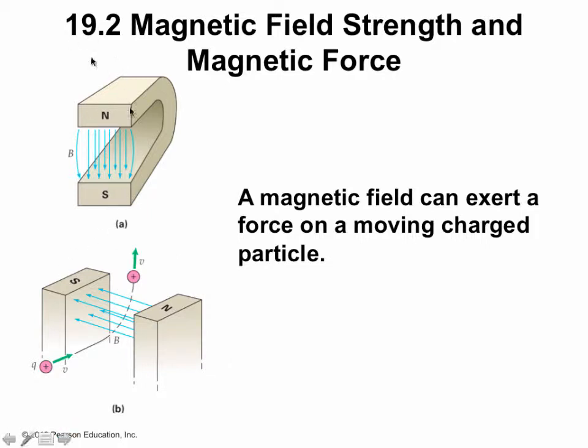So we have an image here. Here's the north pole of the magnet. Here's the south pole. As you can see, the magnetic field emanates from the north pole and travels down to the south pole. If we pass a charged particle through that magnetic field, it forces the charged particle to move in a different path. Remember that a charged particle will want to move in a straight line unless another force acts upon it. This magnetic field actually exerts a force.